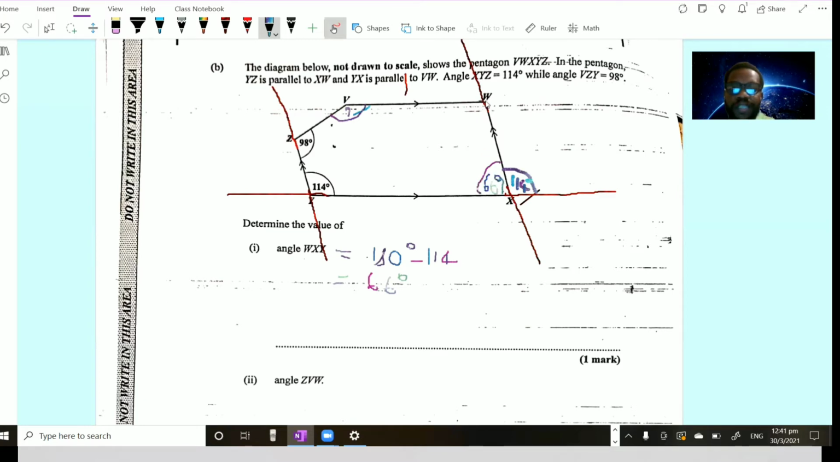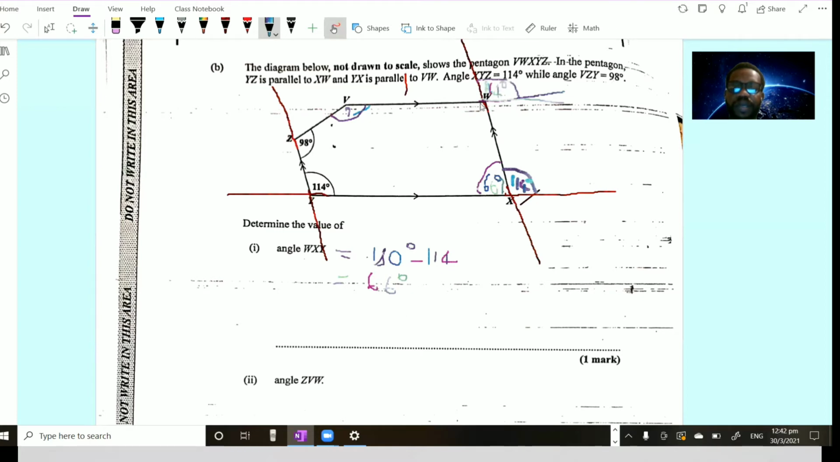Now, if I extend this line as well, all right, this is where it gets interesting now. If I were to also extend this line, you can look at this now as another F angle. All right, so it means that up here would also be 114 degrees.